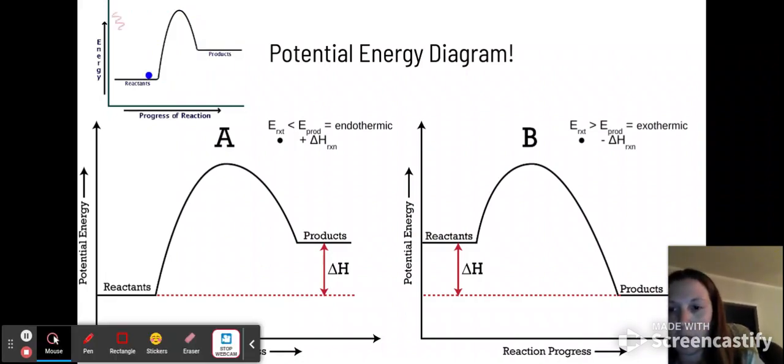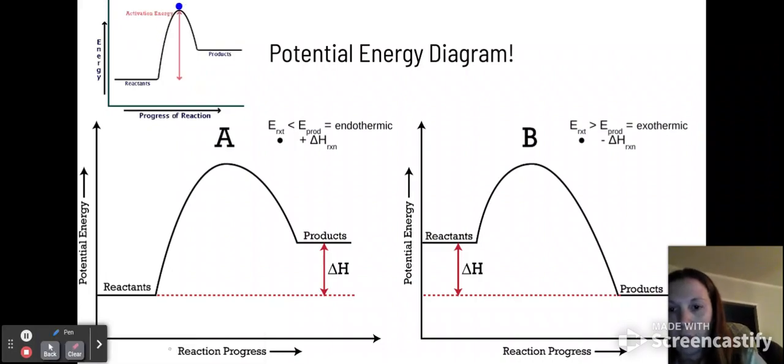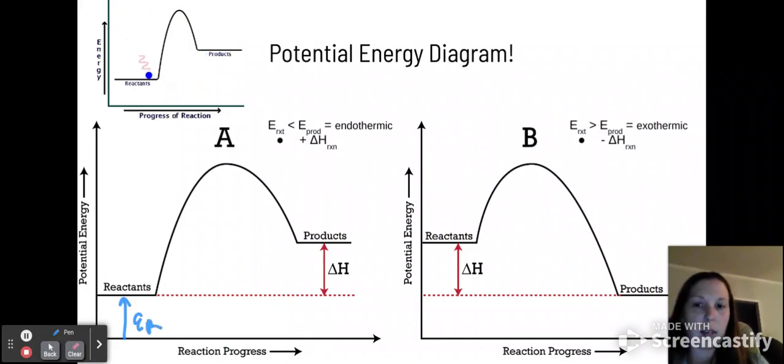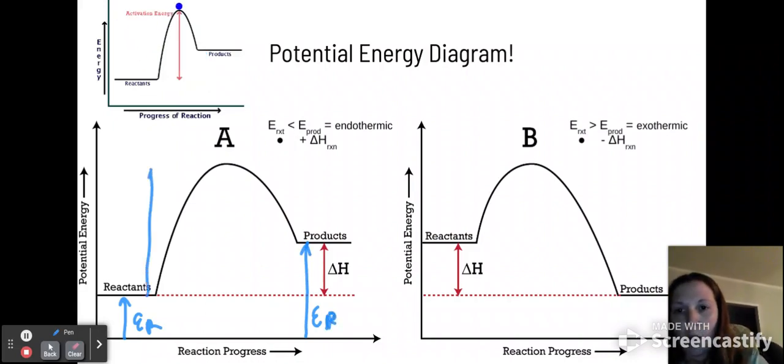So a couple values to know here as we're looking. This arrow here is known as the energy of your reactants, because from baseline to where the reactants are, that's how much you start with. And then the one over here is your energy of products. The one all the way up to the peak of the hill, that's the activation energy of the forward.